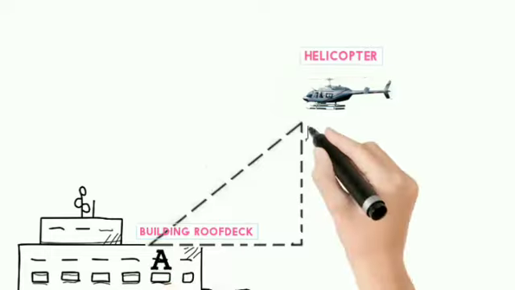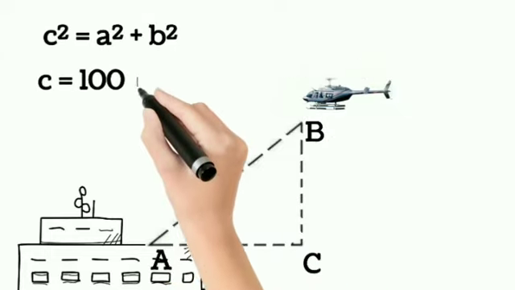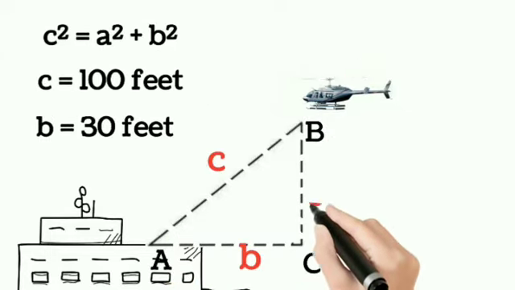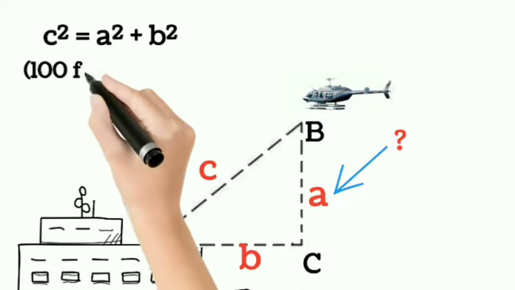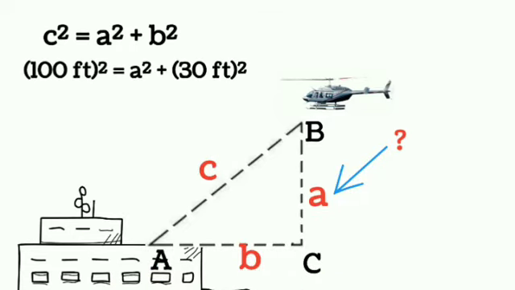For example, find the height of the helicopter from the level of roof deck if the diagonal distance is 100 feet and a horizontal distance of 30 feet. Substituting the values, the equation will now become quantity of 100 feet squared is equal to a squared plus quantity of 30 feet squared. To find the value of a, subtract quantity of 30 feet squared from quantity 100 feet squared, then rearrange the equation from left to right.